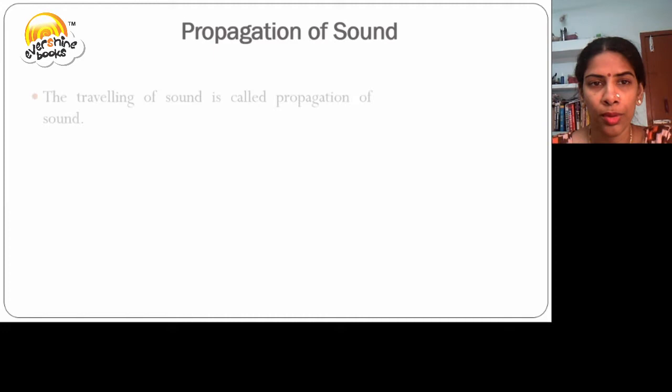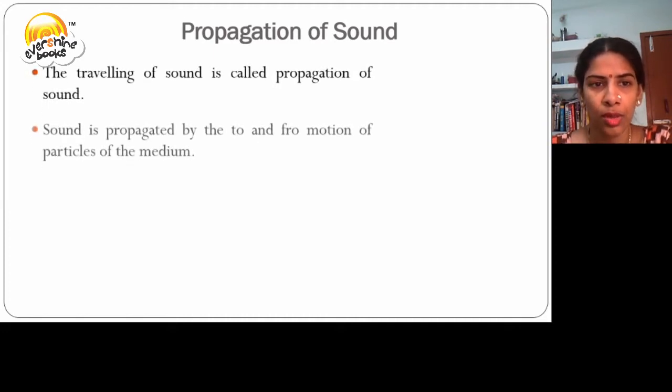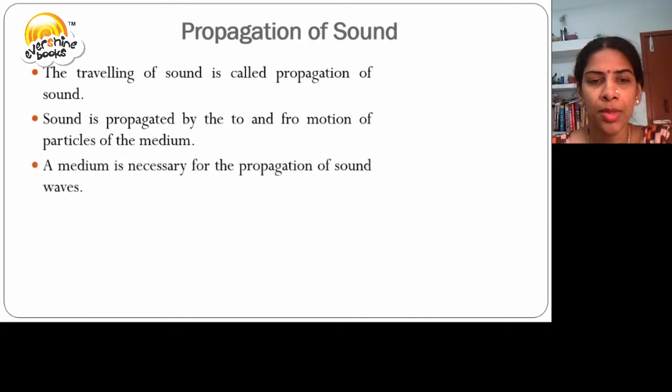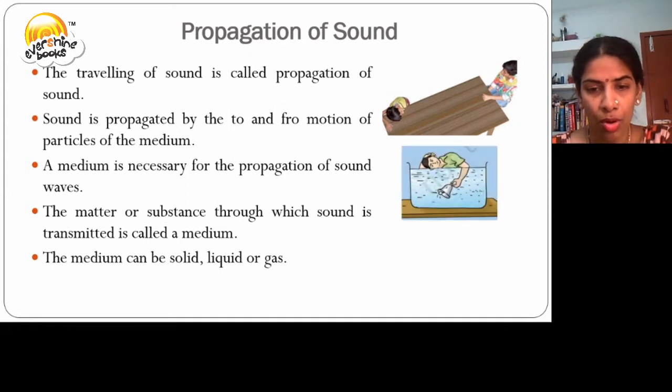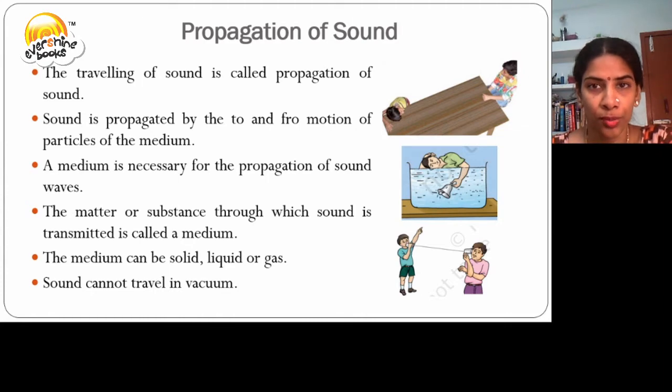Propagation of sound. The traveling of sound is known as the propagation of sound. Sound is propagated by to and fro motion of the particles of the medium. A medium is necessary for the propagation of sound waves. The matter or substance through which sound is transmitted is called a medium. The medium can be solid, liquid, or gas. Sound cannot travel in vacuum.